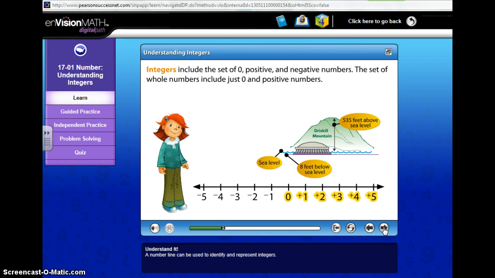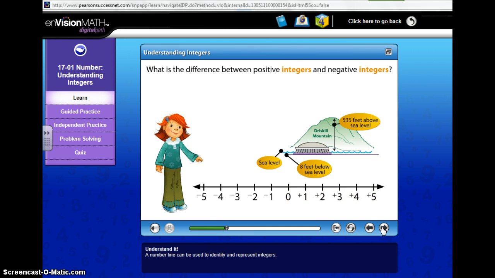Now if you can think of a number line when we're doing today's lesson, it will help you. I'm not telling you you have to draw a number line for every problem, but if you're stumped, think to yourself, if I'm at a certain integer and I want to get less, I go this way. If I'm at an integer and I want to get higher or more, I go this way. So the difference between positive and negative integers is positive integers are more than 0 and negative integers are less than 0.